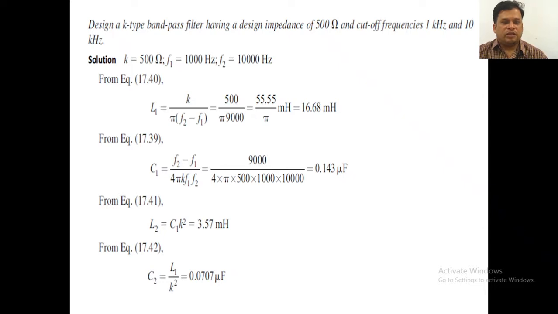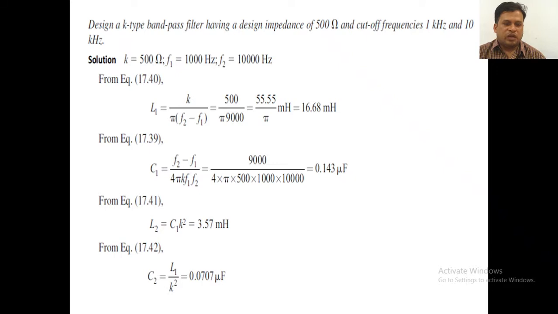From equation 17.30 that we have derived, L1 is equal to K by pi into F2 minus F1. That is 500 by pi into 9000, since 10,000 minus 1000 gives 9000, which is equal to 55.5 by pi millihenry. Again C1 is equal to F2 minus F1 by 4 pi K into F1 F2, that is 9000 by 4 pi into 500 into 1000 into 10,000, which is equal to 0.143 microfarad.